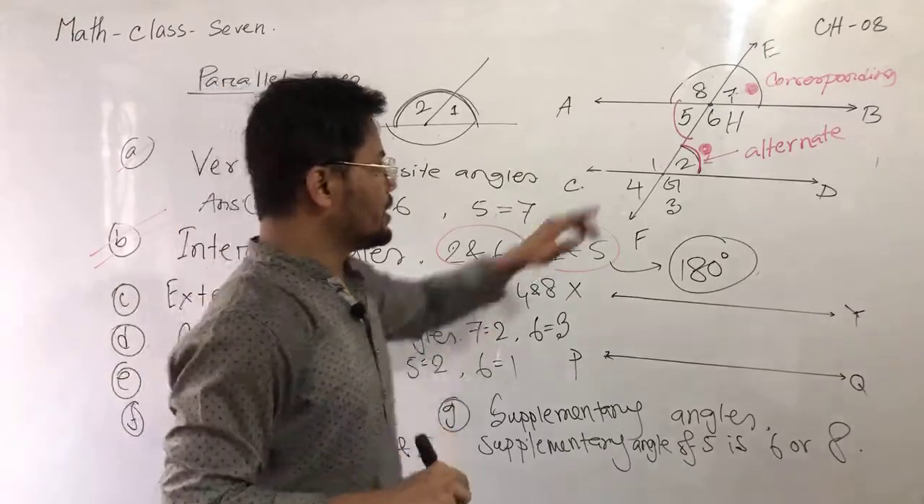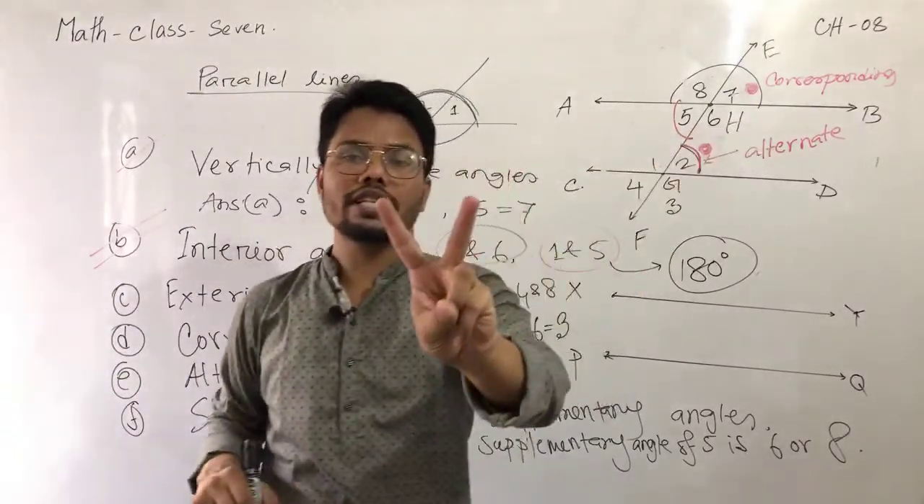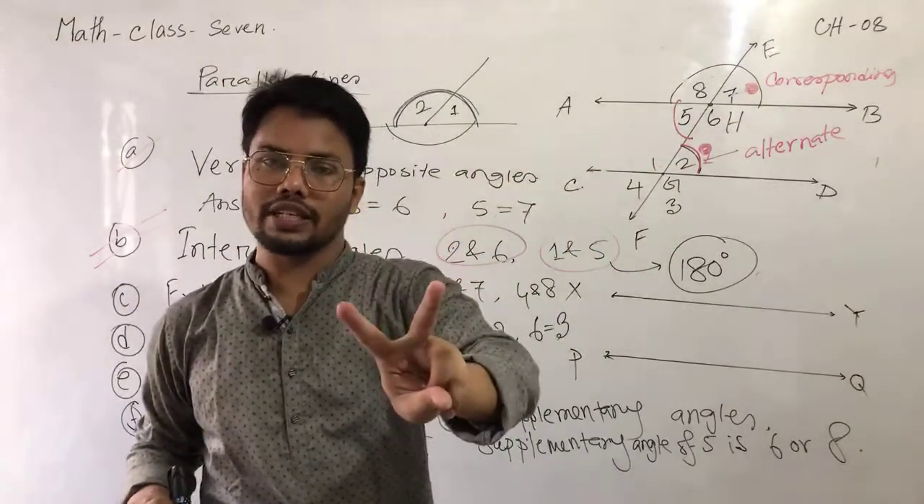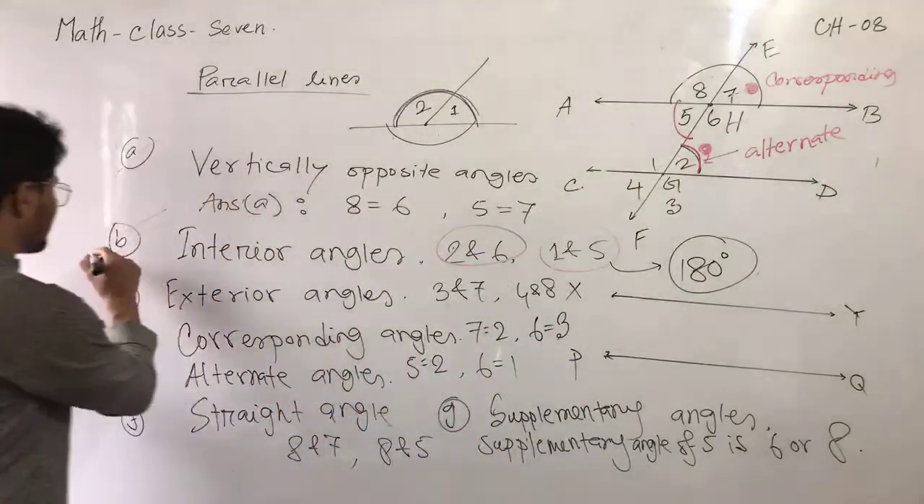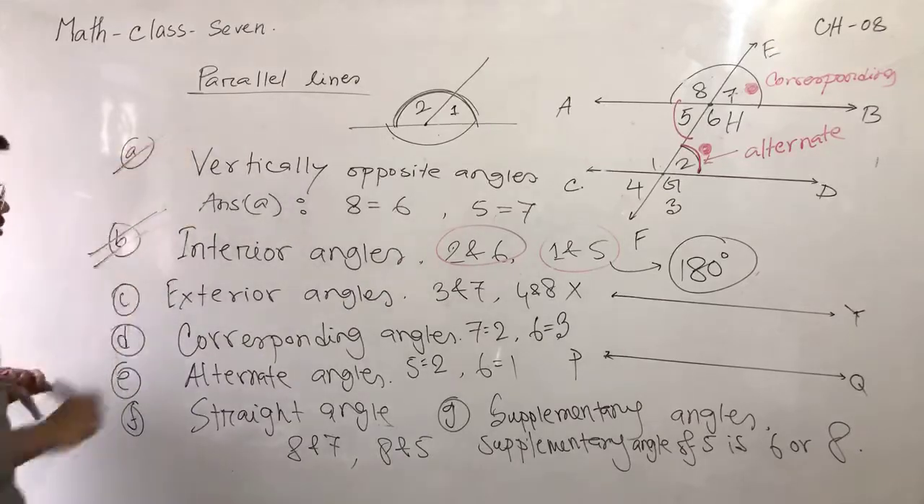So is it clear to you? The sum of two interior angles in parallel lines is 180 degrees. Is it clear? This topic is very important for the content.